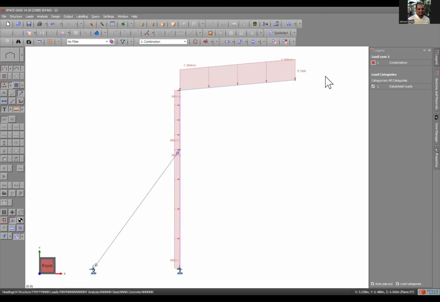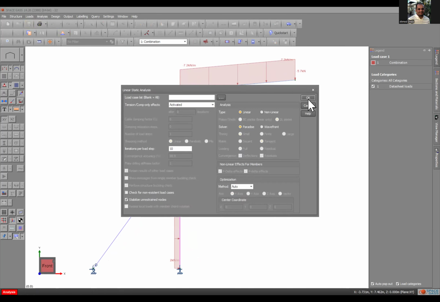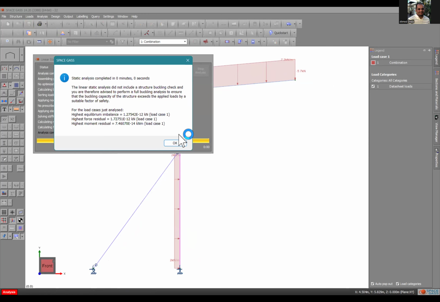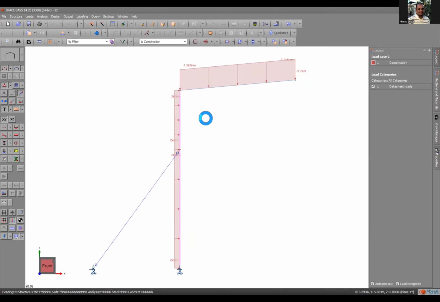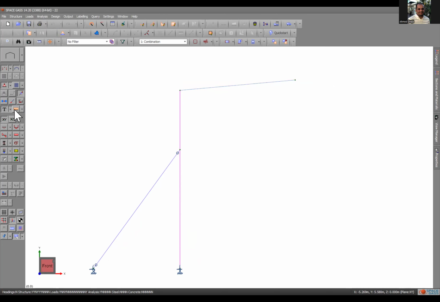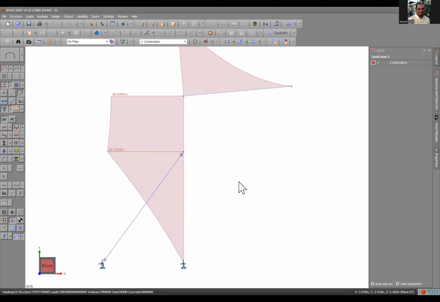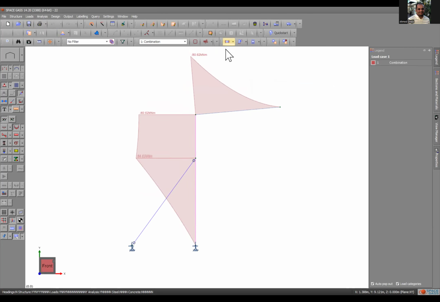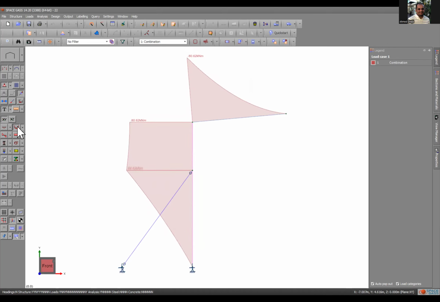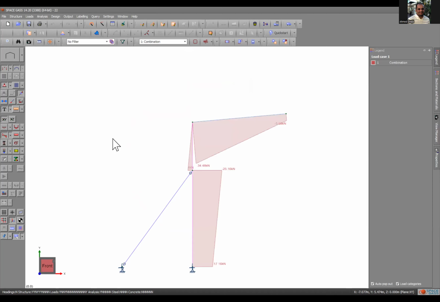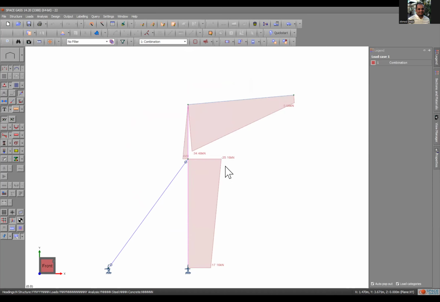In the report, you need to show some screenshots like this one for the loading, for example, and then you will run the analysis. All good with the problem. So this is the analysis. Then you can show the bending moment. This is our bending moment, very close to what we got. And here is the shear, also quite similar to what we got.